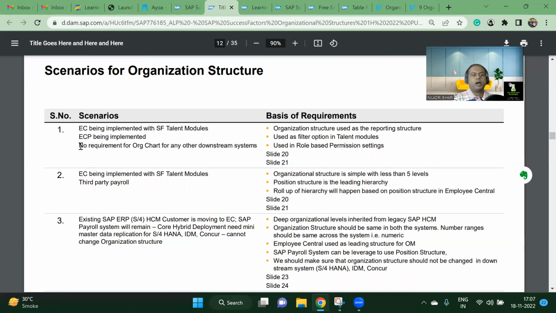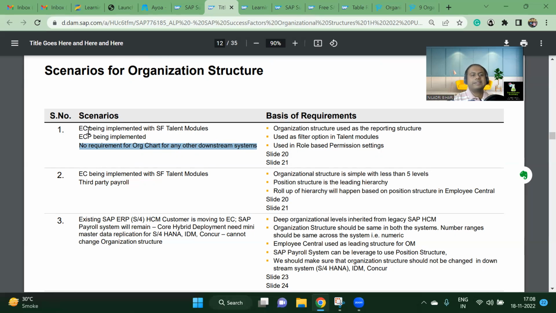Okay, no requirement for org chart for any other downstream systems. So what does it mean by upstream and downstream? Basically, any data going from outside, or if you're downloading those details, or it is impacting some other system from SuccessFactors, that will be your downstream system, right?